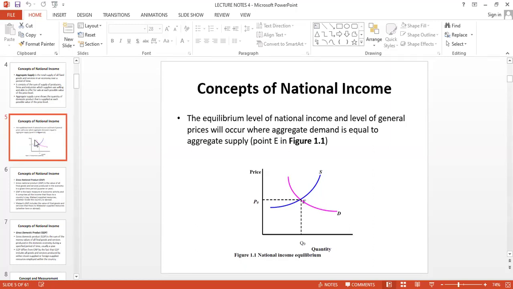So this kind of inflation is what we call demand pull inflation. Inflation caused by excessive aggregate demand versus aggregate supply in the economy. So you have a general rise of prices, and that causes inflation.